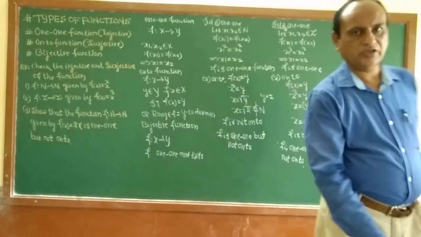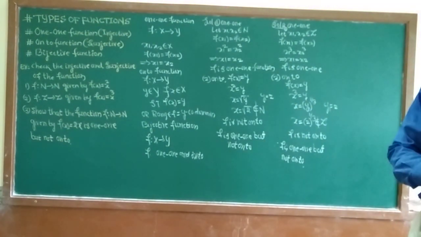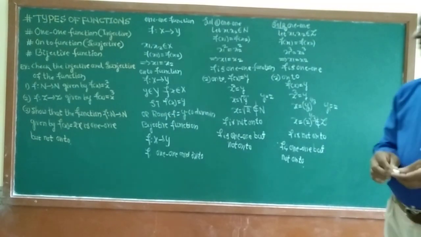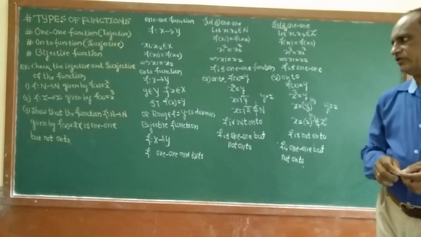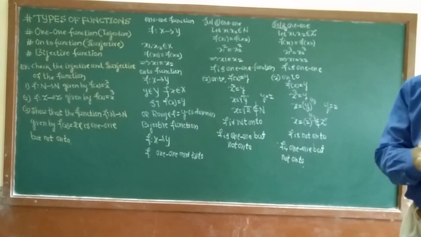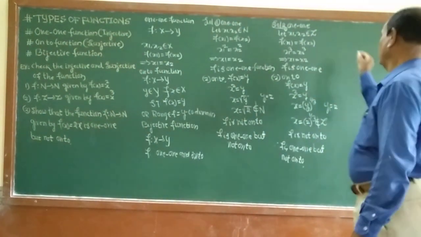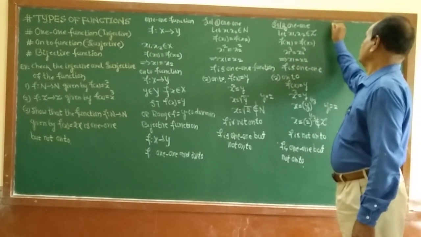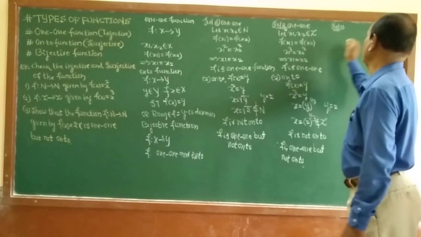Then come to the next one, the third example. Show that the function f mapping natural numbers N to N given by f of x is equal to 2x is one-one but not onto. One-one aagtade, onto aaguvudilla anta bareyabeku. That is the solution, so that is the third example.